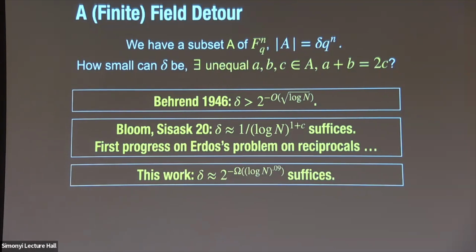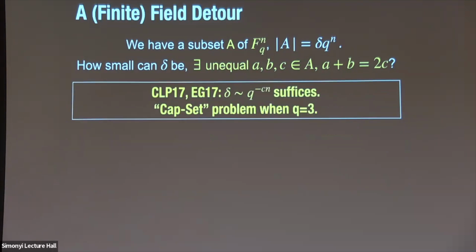And over finite fields, the landscape changes dramatically. In fact, Behrend's example, the lower bound construction, no longer works. So that's the first thing that goes out the window. The upper bounds still kind of work. But in fact, we know much stronger bounds over finite fields.